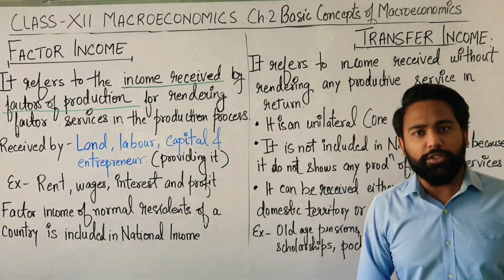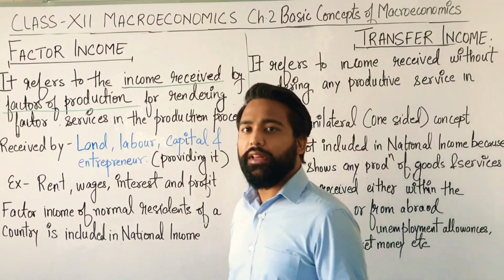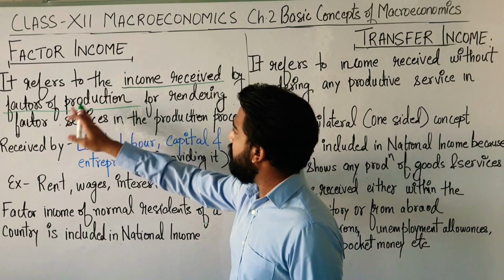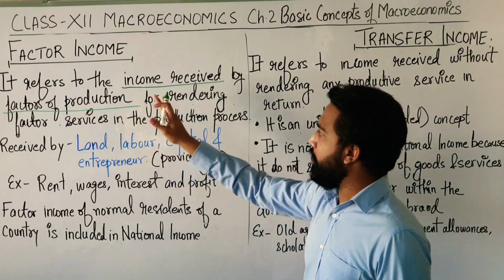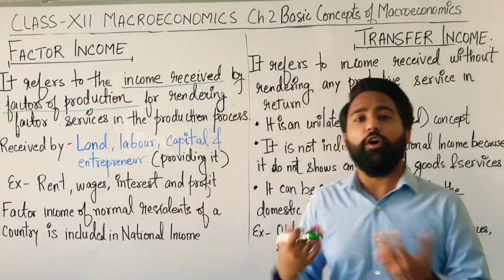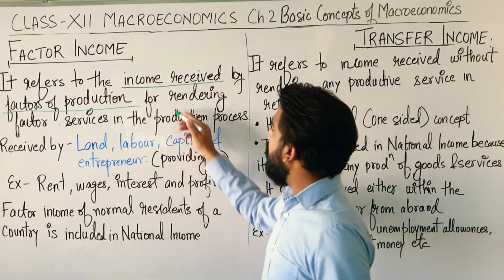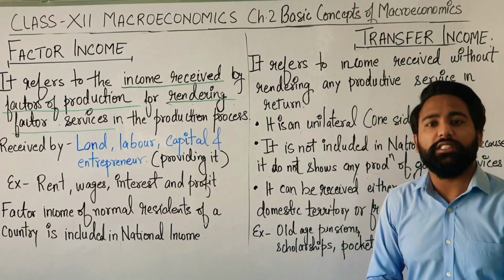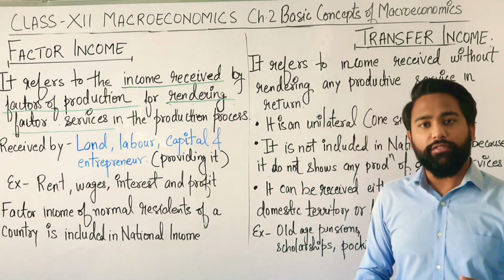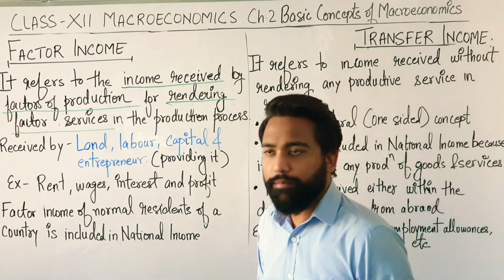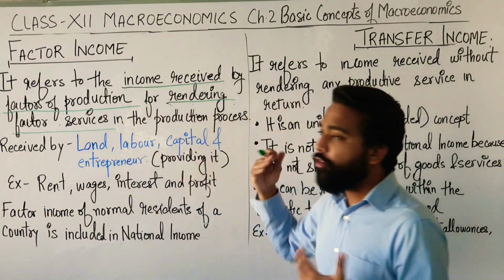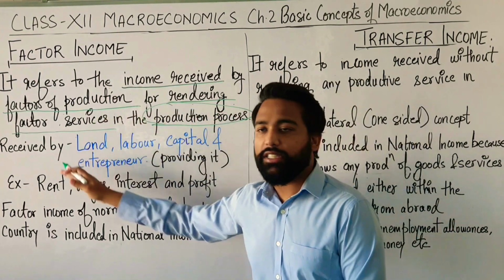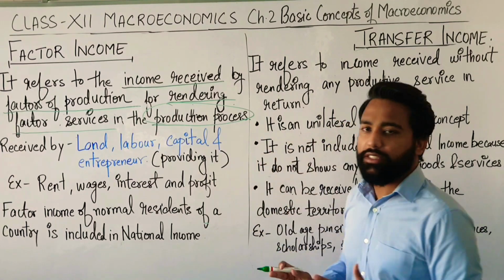What are the factors of production? Land, labor, capital and entrepreneur. These factors of production are those who receive the income. They receive the income for rendering factor services, because they give their factor services. They give the land, they give the labor, they give the capital. So these are the factor services, rendered in the production process.